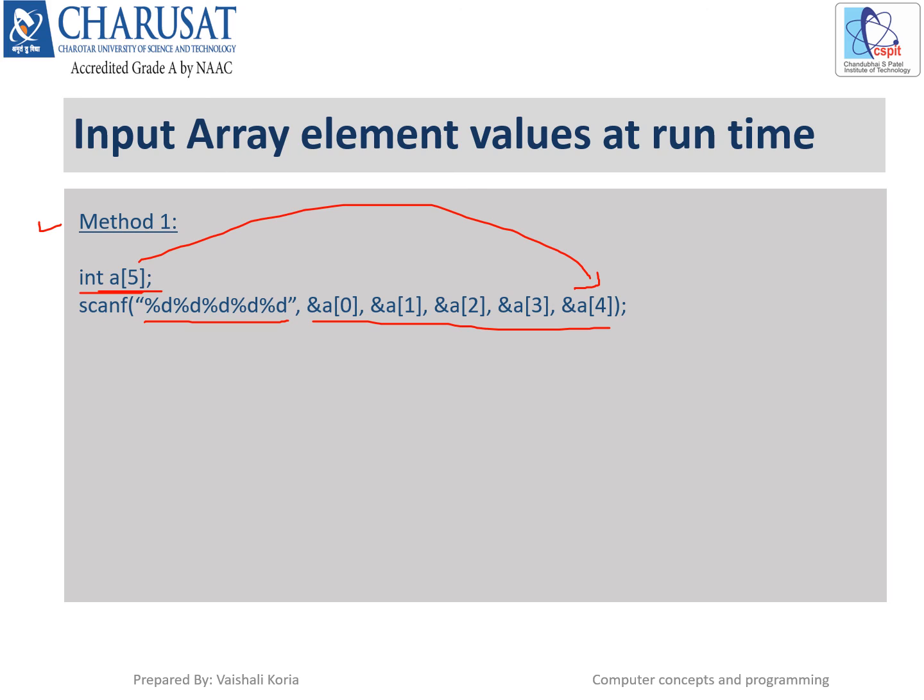But consider that the array size is 100. So what will you do? You have to write %d 100 times, and 100 variables you have to write with the address of operator. So this is not feasible.